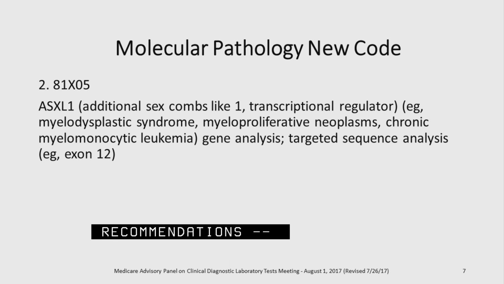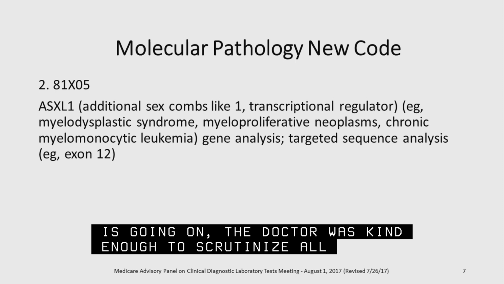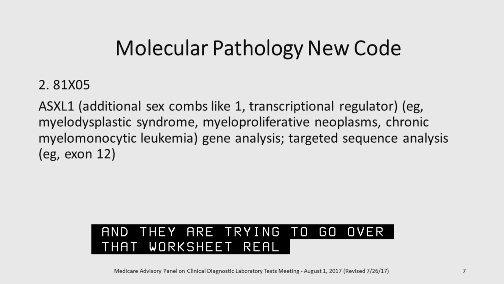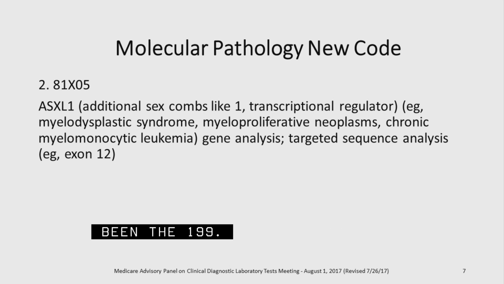So just so the public knows what's going on, Dr. Schoonmaker was kind enough to summarize all of the responses from the presenters, and they're trying to go over that worksheet real quick. The 81374 times 2 would have been a 199. Sorry about that.